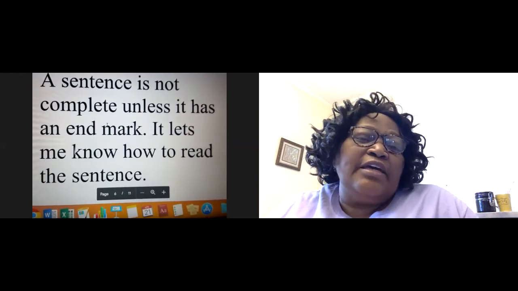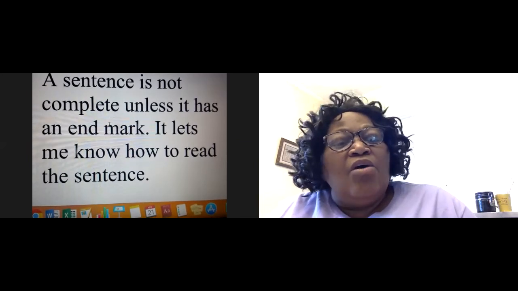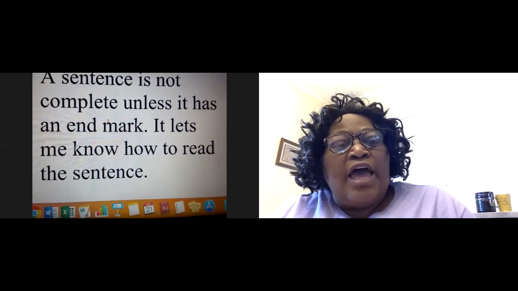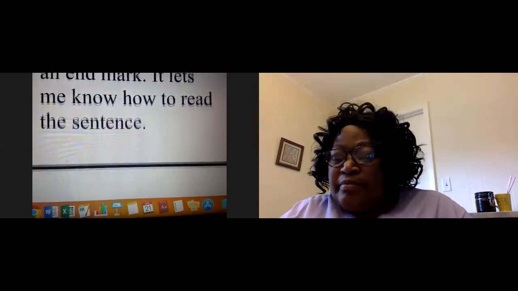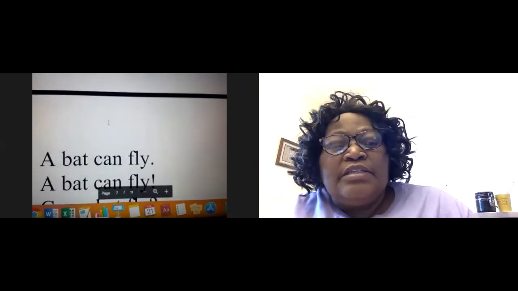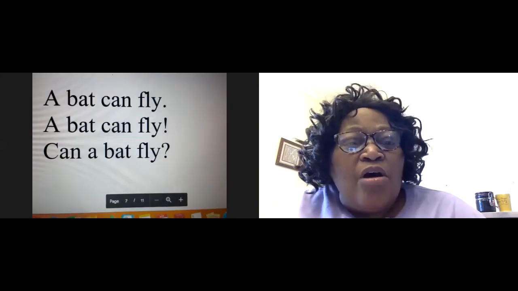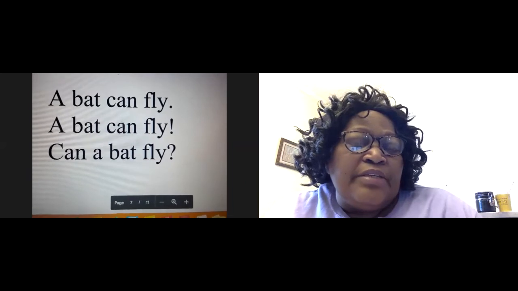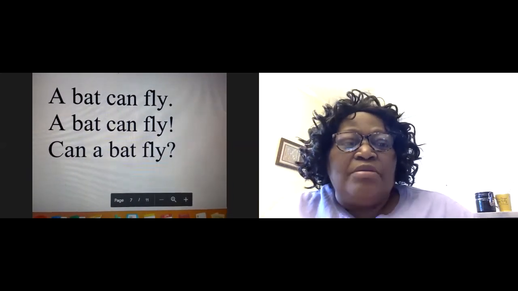A sentence is not complete unless it has an end mark. It lets me know how to read the sentence. Now let's look at these sentences with the different end marks. The first mark is a period. Remember, a period means to stop.